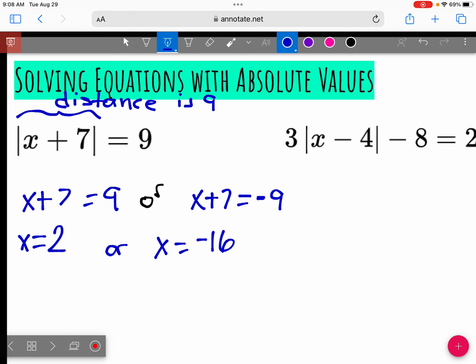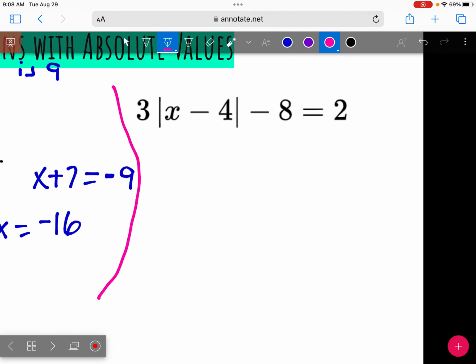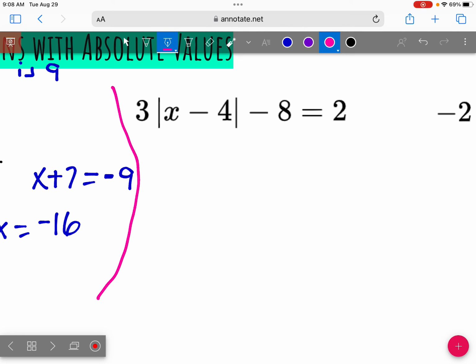So what we do with absolute values when we have stuff outside is we get the absolute value by itself first. You cannot distribute into an absolute value. So we isolate our absolute value, then split it into cases. So I'm just going to draw a little barrier here. That is not a math thing. That's just a visual barrier so we can tell the two dang equations apart.